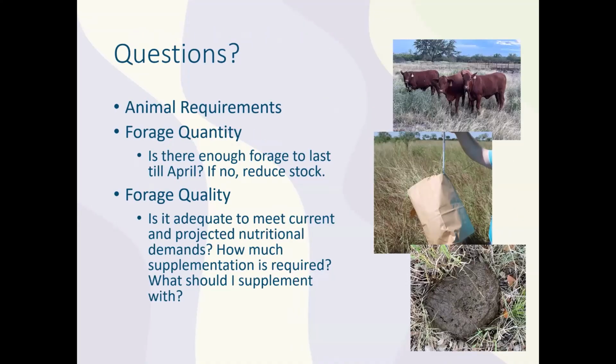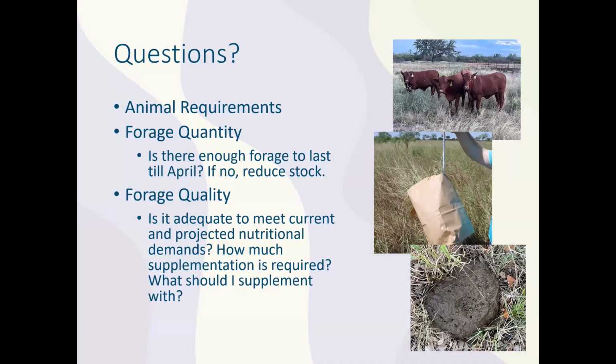Some of the questions I ask myself this time of year: how many animals do I have out there? What are their requirements as far as the quantity of forage? How much forage are they consuming? And what quality of forage do they need based on what stage those animals are in? And then on the other side of the picture, how much forage do I have out there on the ground? And what is the quality of that forage?